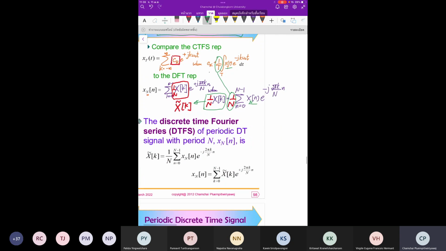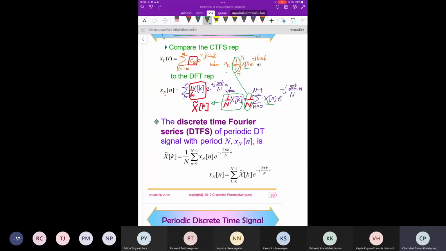Okay, so we come up with the DTFS, discrete time Fourier series, as this one. X tilde k is 1 over n times summation of xn e to the negative j 2 pi k over capital N. And that's the inverse DTFS. So this is the inverse DTFS.